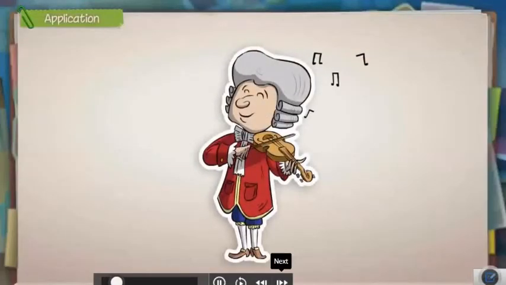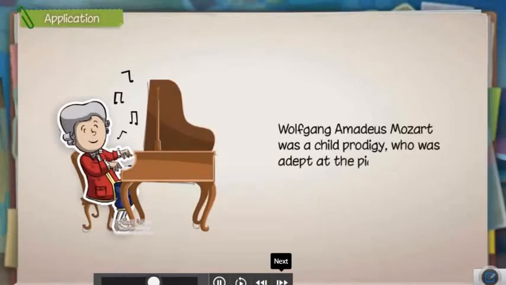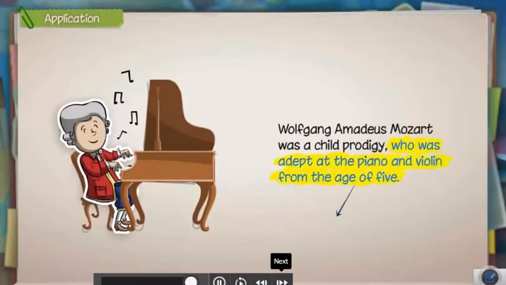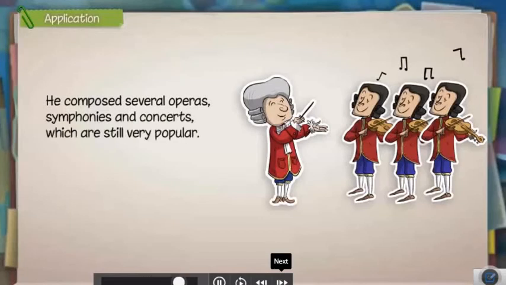Let's see how noun clauses, adjective clauses, and adverb clauses are used in the biography of the well-known music composer of the 18th century, Mozart. Wolfgang Amadeus Mozart was a child prodigy who was adept at the piano and violin from the age of 5. He composed several operas, symphonies, and concerts, which are still very popular.